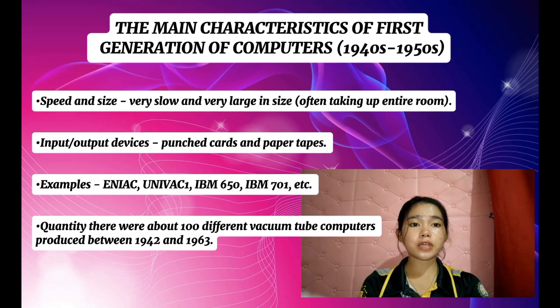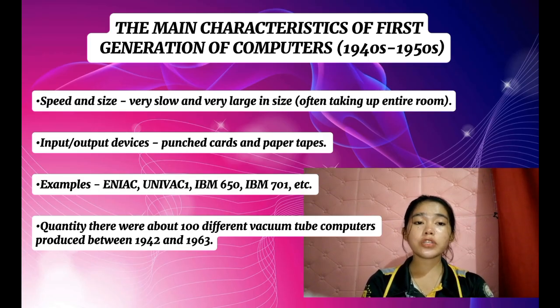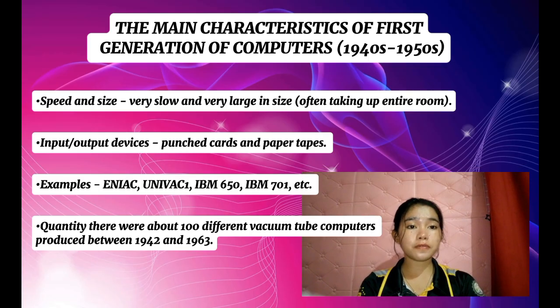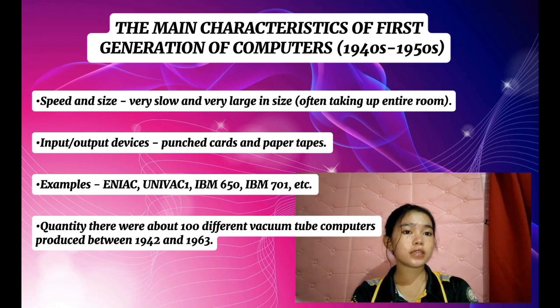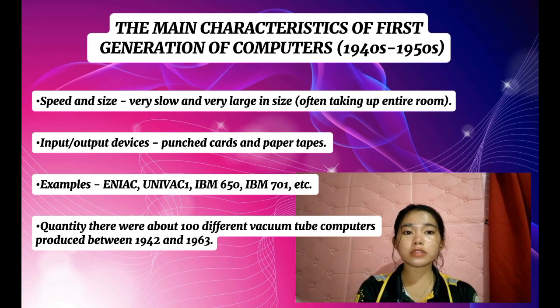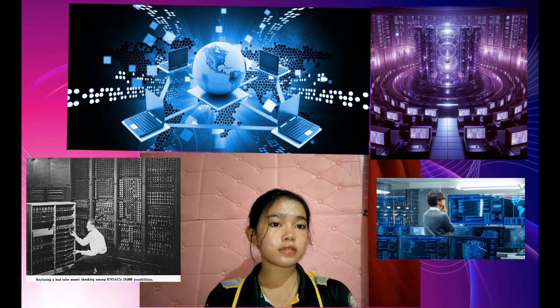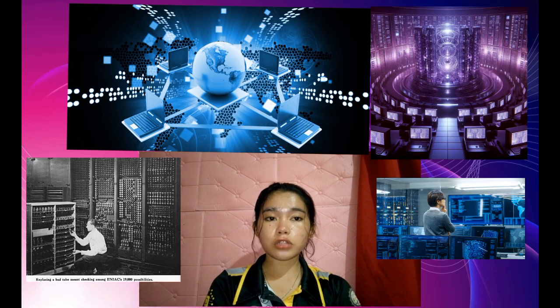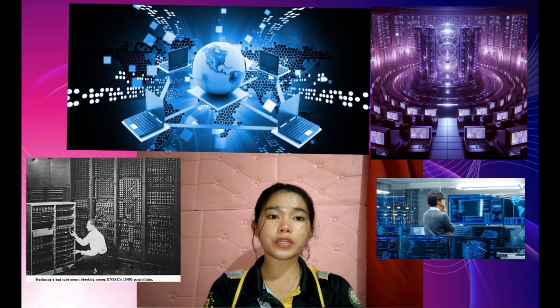A few examples from this period are the ENIAC, Electronic Numerical Integrator and Computer, UNIVAC 1, IBM 650, IBM 701, etc. Quantity: there were about 100 different vacuum tube computers produced between 1942 and 1963. These machines, despite their limitations, paved the way for the incredible technology we have today. So they're a crucial part of computing history.